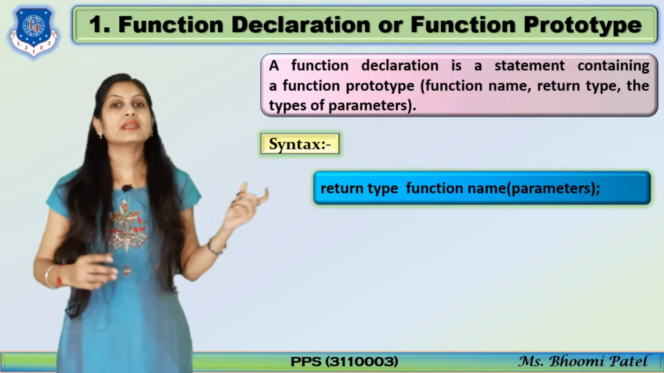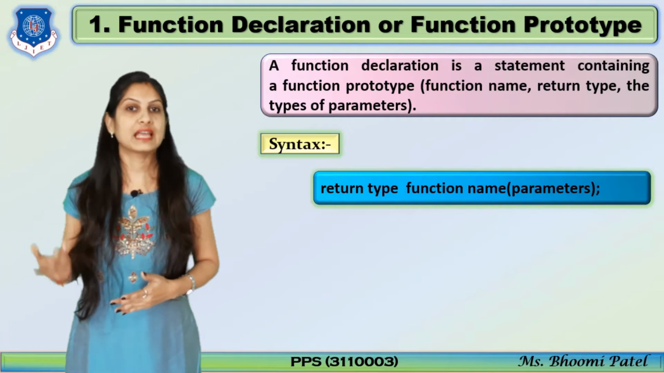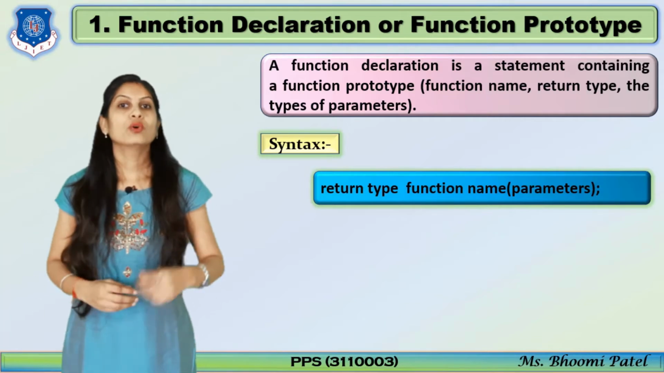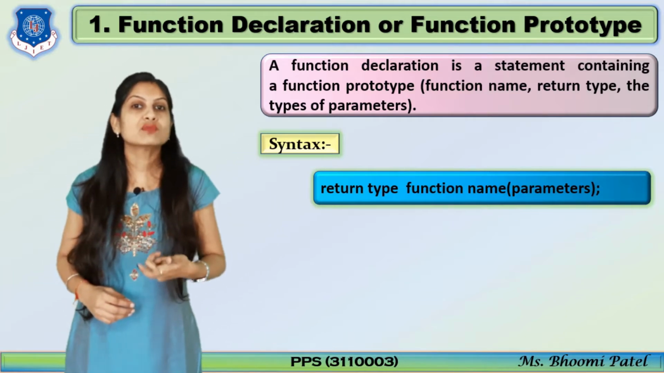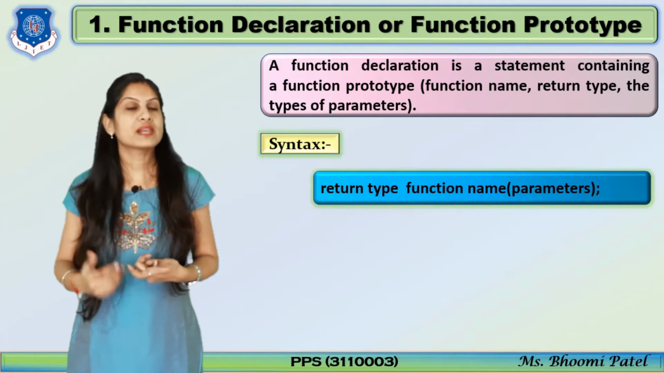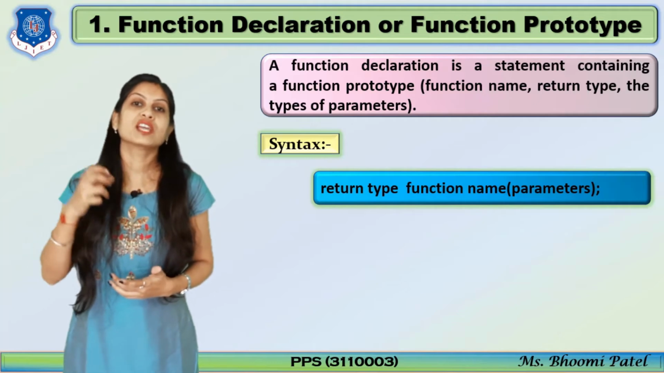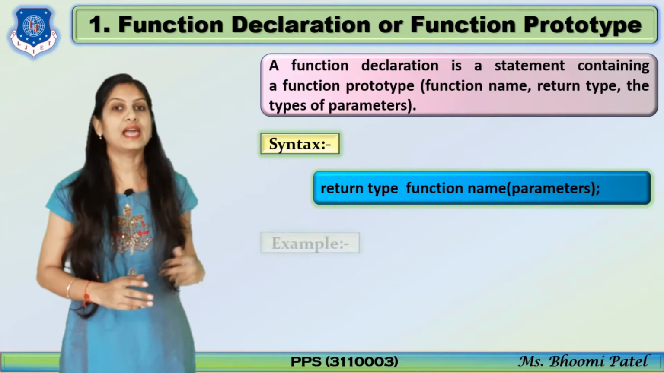So the return type is nothing but the data type, like integer, character, float, double, and void. If we are writing void as the return type, what is the meaning? The function returns nothing. But suppose I am writing integer as the return type, the meaning is the function returns an integer value. Clear? Let's see the example.